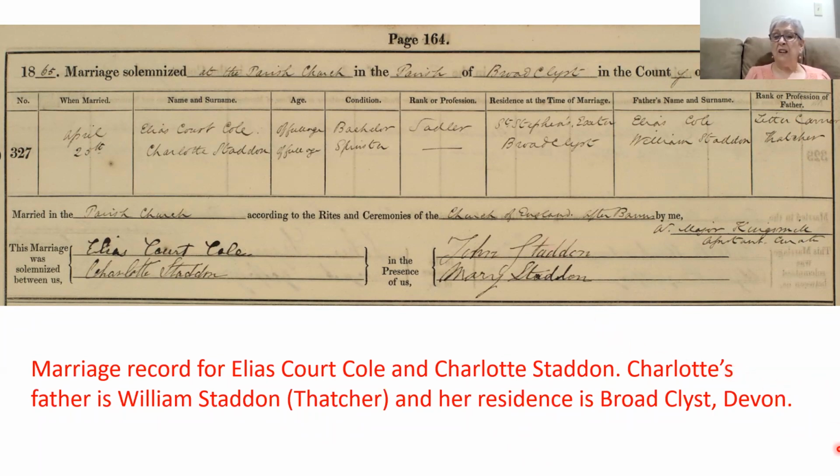A transcription, for example, lists most of the vital information, but it doesn't list the witnesses, and that could be very helpful in figuring out families. So we see here Elias Court Cole. He's of full age, a bachelor, and then it gives his occupation. And Charlotte Stadton, it says she's a spinster. It gives her residence at the time of marriage as Broadclyst, that's in Devon, and her father was William Stadton, and he was a Thatcher. So that's some good information.